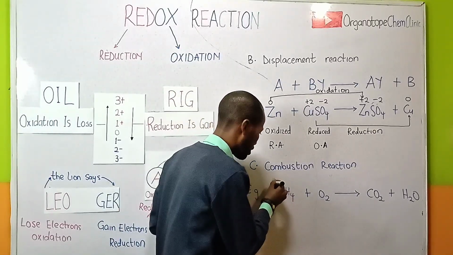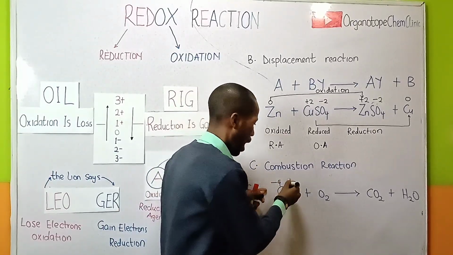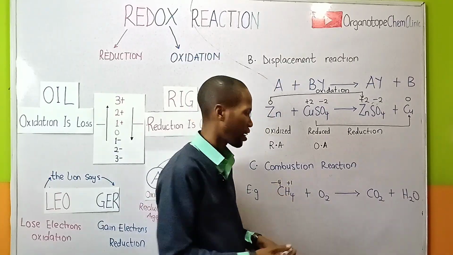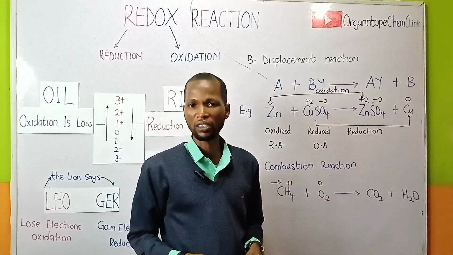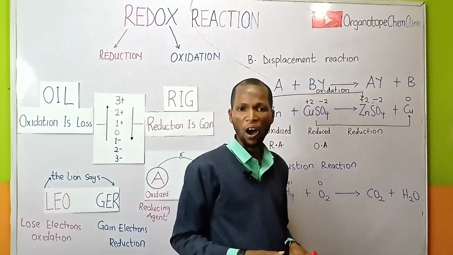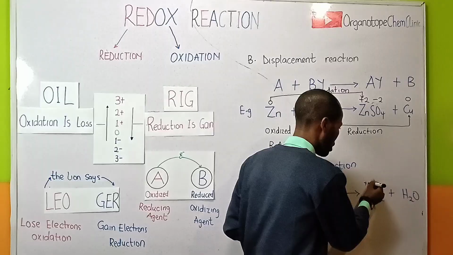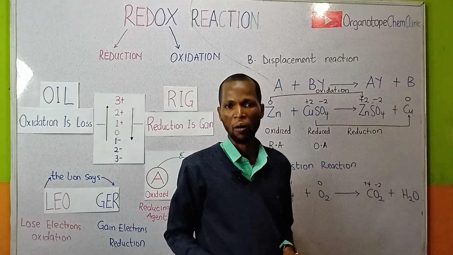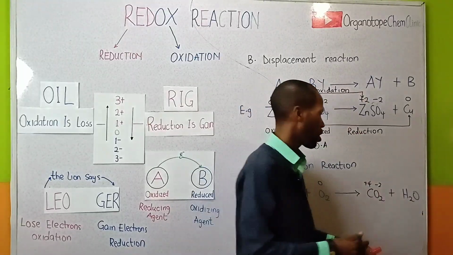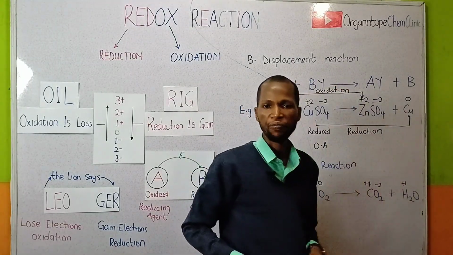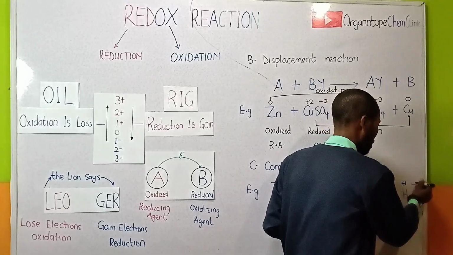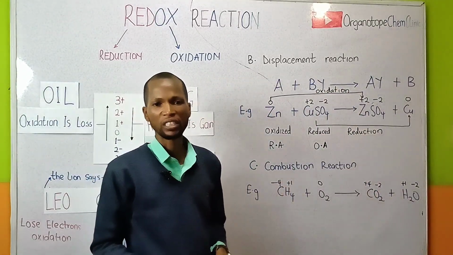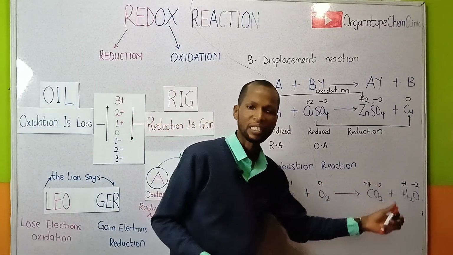In methane, we have carbon and hydrogen. Right here, the carbon has the oxidation number of -4 and the hydrogen has the oxidation number of +1. Oxygen in its uncombined state will have oxidation number of what? 0. Then in carbon dioxide, carbon has the oxidation state of +4 and oxygen has oxidation state of -2 in its combined state. Then in water molecule, hydrogen has the oxidation number of +1 and oxygen has the oxidation number of -2.